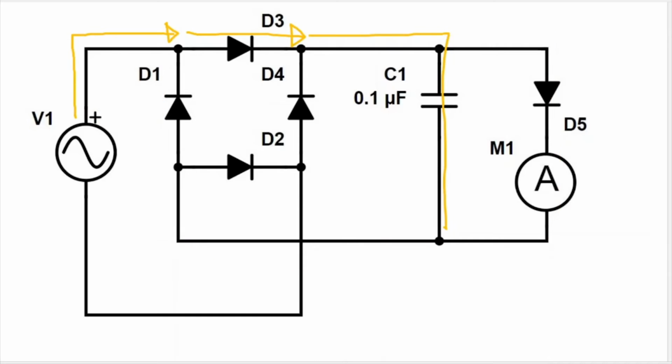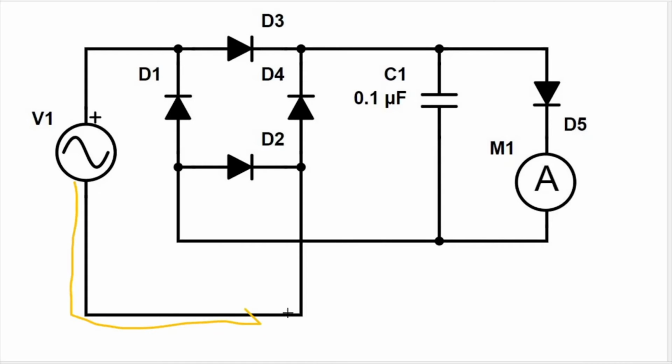So what about when the current is negative? When the current's negative, it's going to start from this direction. It's going to go this way all the way up until this junction. At this junction, once again, we have a diode D2 that prevents direction of current from going in towards the left. So therefore, it has to go through D4.